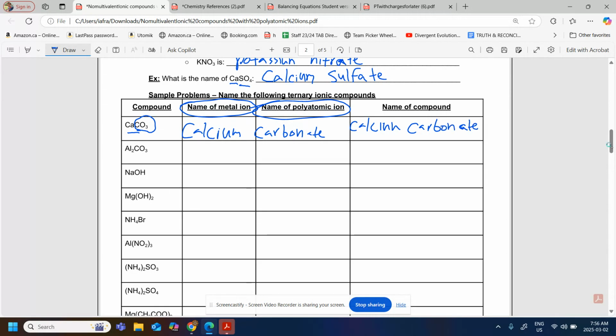All right, now we have Al2CO3. Oh, there's a mistake in this one. This should be Al2CO3, like that. That's an error. We'll have to fix that. So this here would be aluminum, that's the metal. And then we have carbonate.